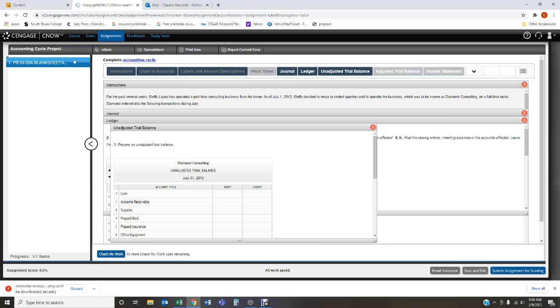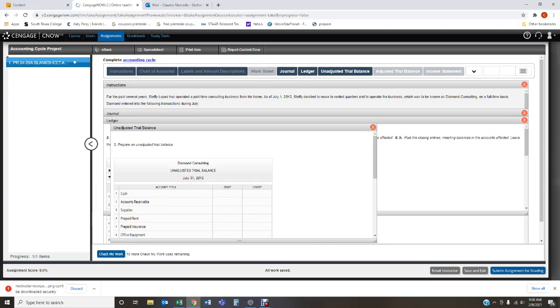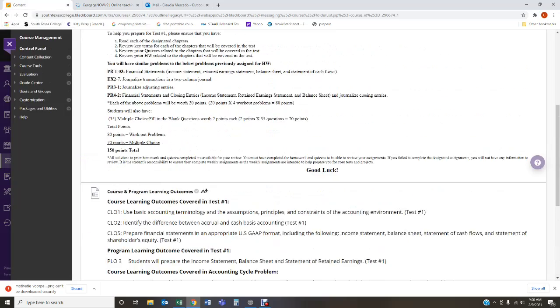You have 10 check my works for the tabs. Utilize those consciously. Make sure that you work the whole problem out before you check your work. That way you're able to see what areas you got right and what areas you don't have right. Go back to your textbook and refer to it, so you can get some guidance on how to complete each of the components. Okay. So this is what your accounting cycle project is going to look like. Okay, so that is basically it for what's going to go down week number 5.